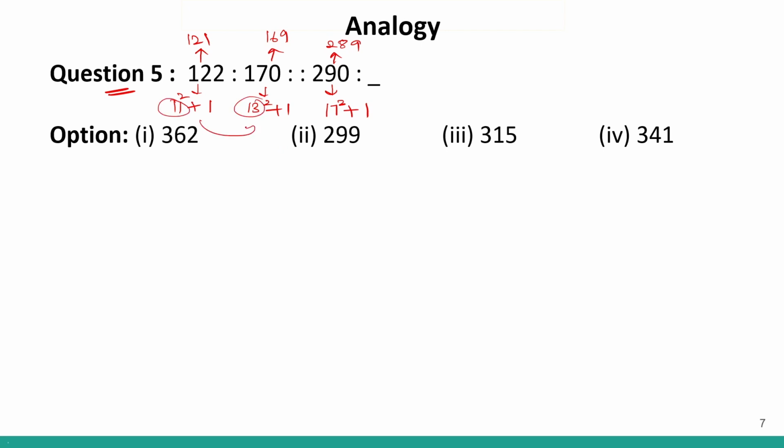So over here we have 11 and 13. That means an increment of 2. So here also we will go with an increment of 2. So if I go up by 2, I'll get 19 square plus 1. What is the value of 19 square? It is 361. So if I add 1 to it, I will get 362. So 362 will be the missing element. My answer will be option number 1, 362. Okay, this will be my answer.